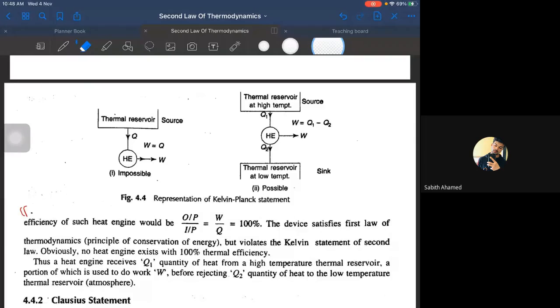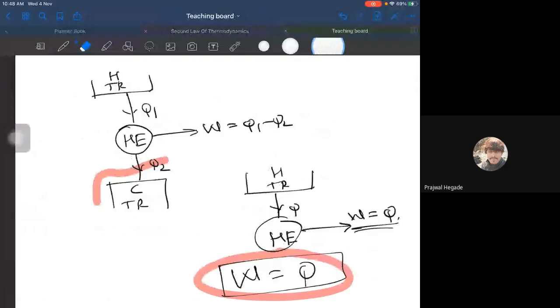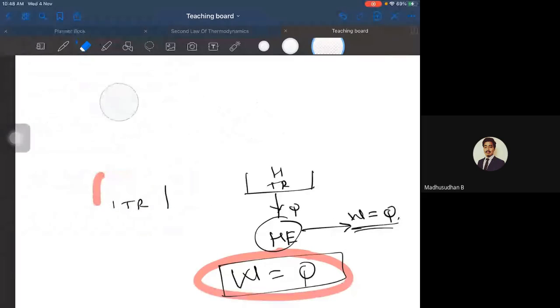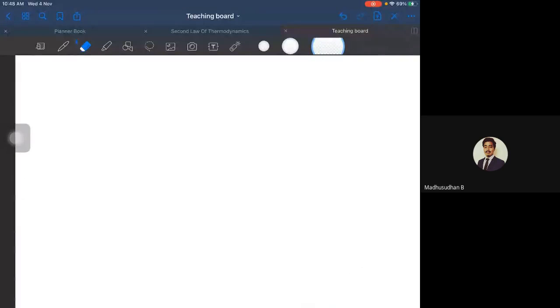No, sir. Understood? Apart from Karthik and Sabit, all of the guys understood? Yes, sir. Okay, fine, good. So, shall we move to the Clausius statement now? Yes, sir. See, if you understand these two statements, you can be a king in this particular topic because these two statements are so important, which cover all the concepts in it.